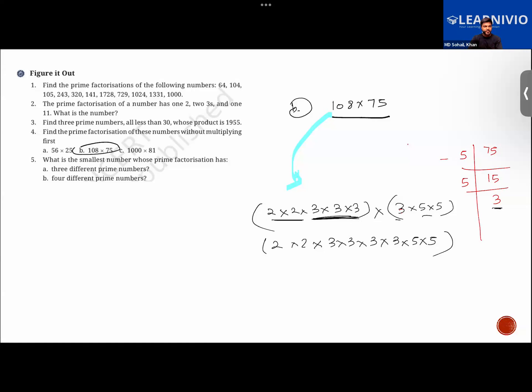Next, for 81, 3 into 3 into 9. Why are you writing 9? 9 is a composite number. You only have to write down the prime numbers. 3 into 3 into 3 is 27 only. You have to take one more 3. 3 into 3 is 9, 9 into 3 is 27, and then 27 into 3 is 81. In total, 4 3s have to be taken.